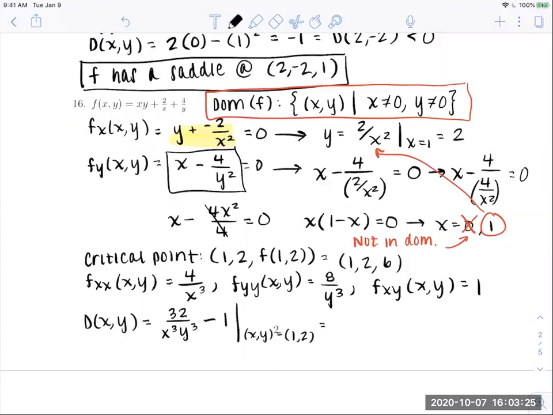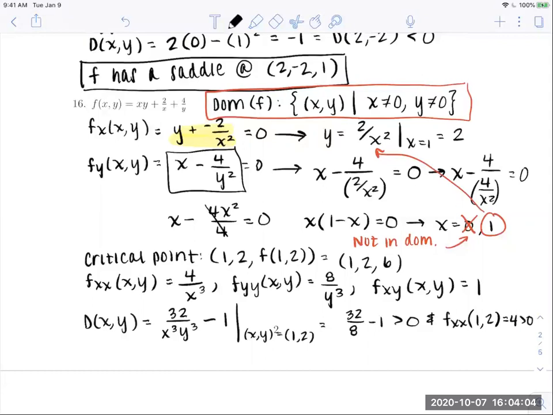All right, so let's plug those values in. I'm going to get a 32 divided by 8 minus 1. So that is really all I care about, is that it's positive. So now we're down to either case A or case B. It's either a relative max or a relative min. And to figure that out further, we need to look at f sub xx. So I'm going to again evaluate this at the point 1, 2. And if I plug that into f sub xx, I get out 4, which is positive.